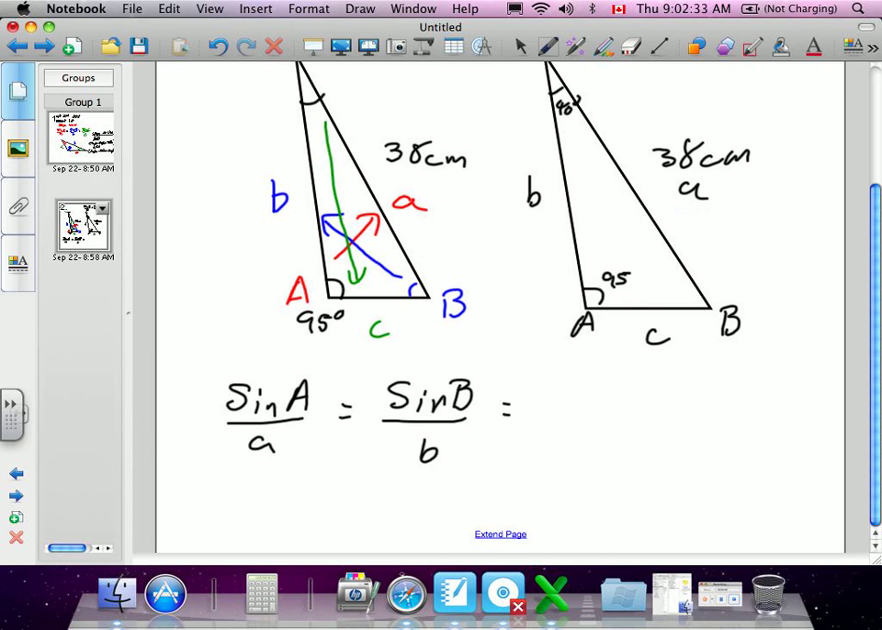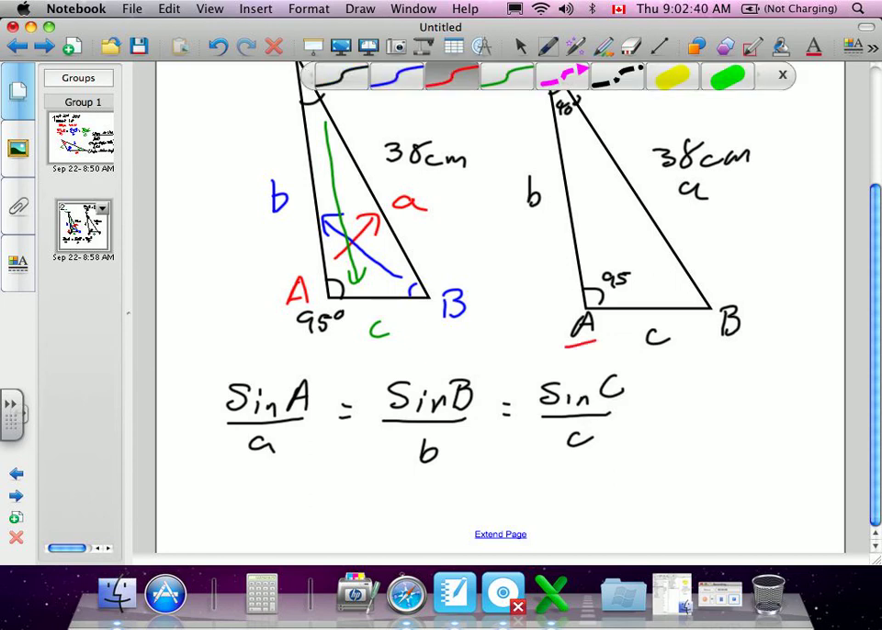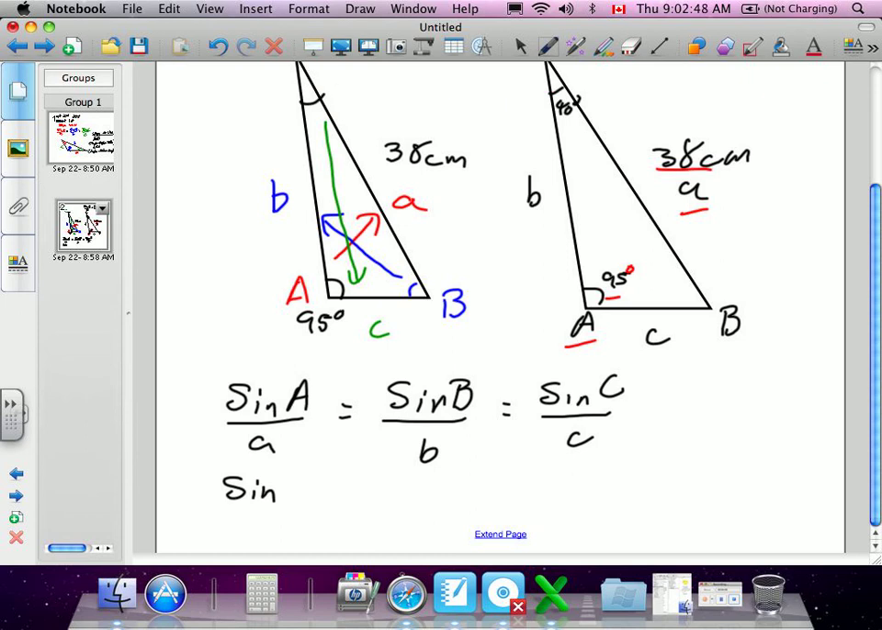Okay, so angle A was 95 degrees and side A is 38 centimeters. So I have sine of 95 degrees divided by 38 centimeters. What other measurements do I have? Do I have angle B? Nope, don't know what it is. Do I have side B? Nope. And what about angle C? Yeah, angle C, what is it? And side C is? We don't have it.